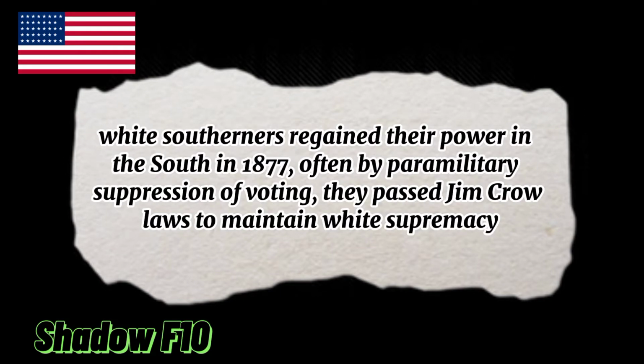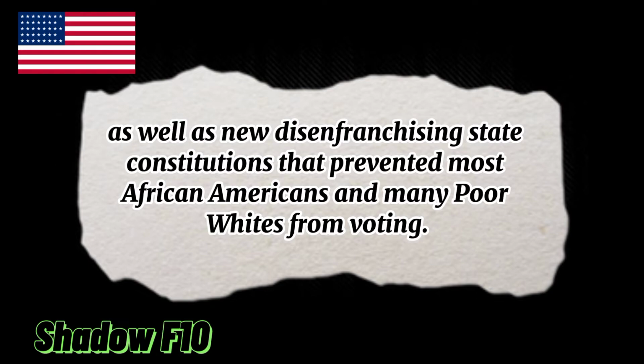However, when white Southerners regained their power in the South in 1877, often by paramilitary suppression of voting, they passed Jim Crow laws to maintain white supremacy, as well as new, disenfranchising state constitutions that prevented most African Americans and many poor whites from voting.